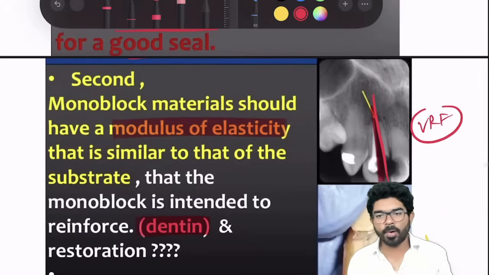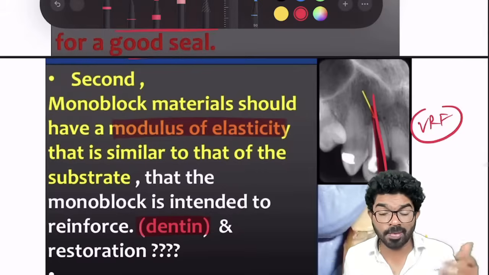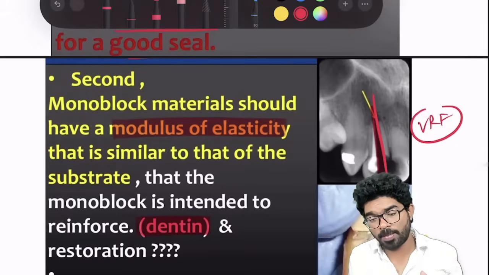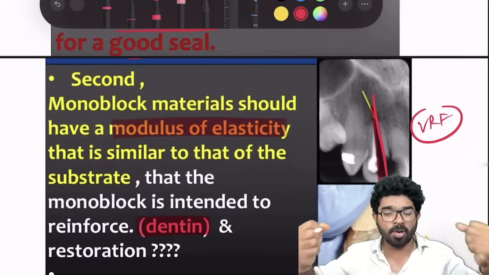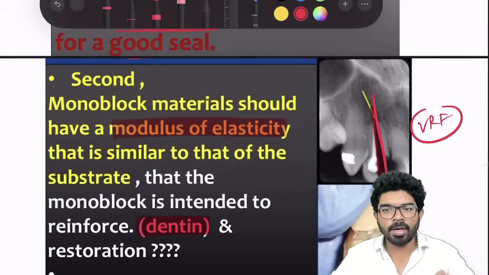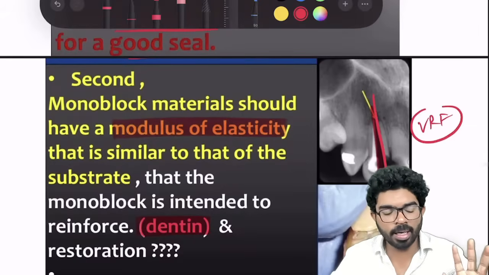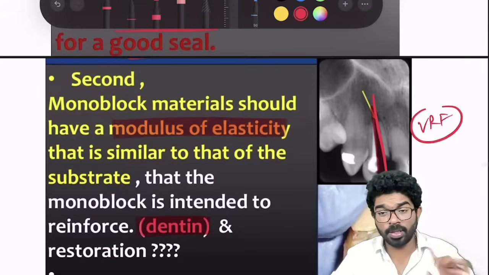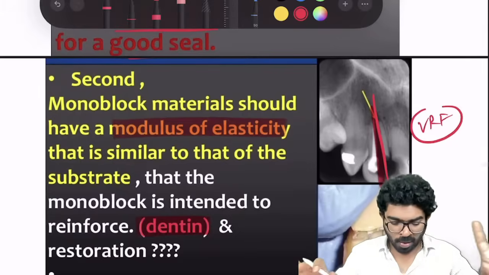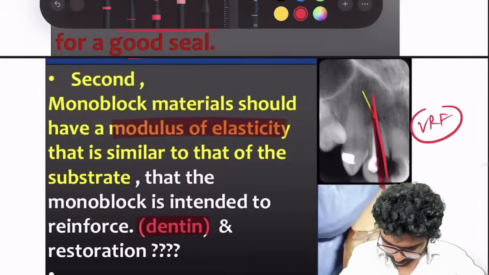So you give a metal post, what is going to happen? A metal post will have a higher coefficient of thermal expansion, so the metal post expands more if you don't give the dead space, and vertical root fractures are very, very commonly seen in association with metal posts without a dead space. So all these things we have discussed.